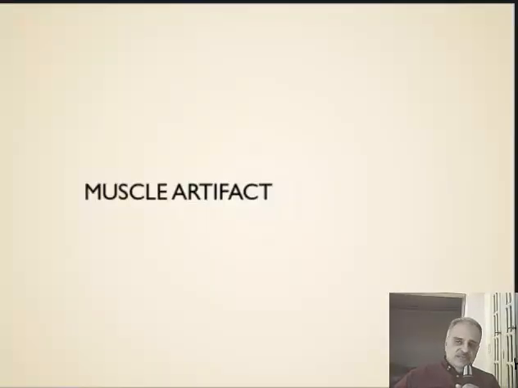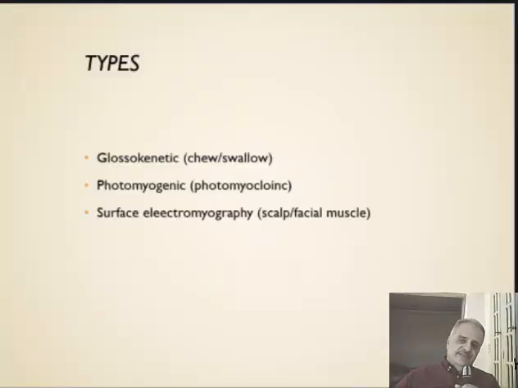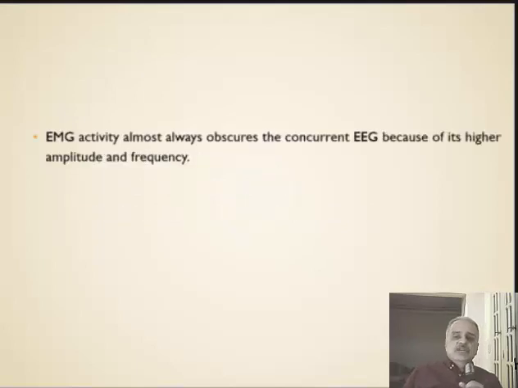We have also muscle artifacts. Muscles of mastication and deglutition during chewing give some type of artifacts. Also, muscles involved in forced eye closure during photic stimulation, in addition to any moving muscle related to the scalp, can produce artifacts. EMG artifact is usually of high amplitude and high frequency.